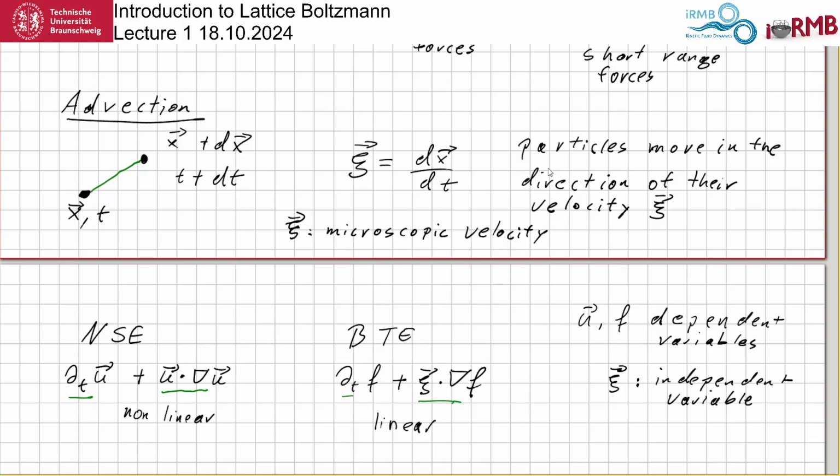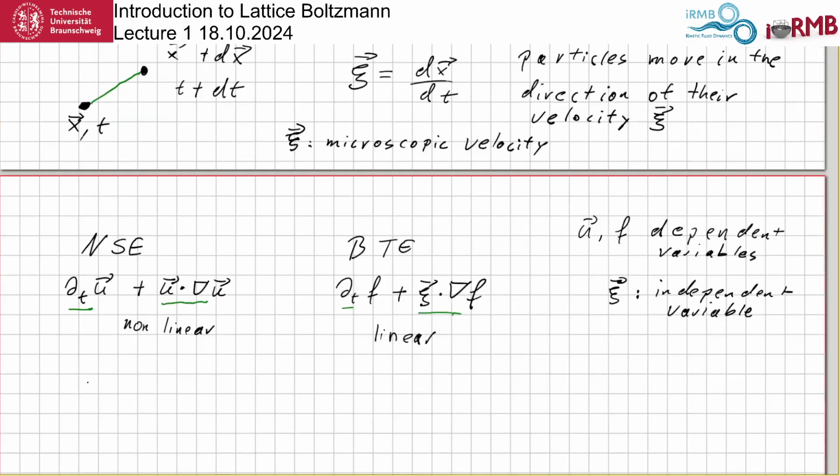Now the interesting thing is on the left-hand side of the Navier-Stokes equation, we have something nonlinear, and in the Boltzmann equation it's linear. And actually you cannot describe a nonlinear thing with a linear equation. So the nonlinearity in the Boltzmann equation comes from the collision. And the collision is the thing that we spend most of our time trying to understand. So, collision.